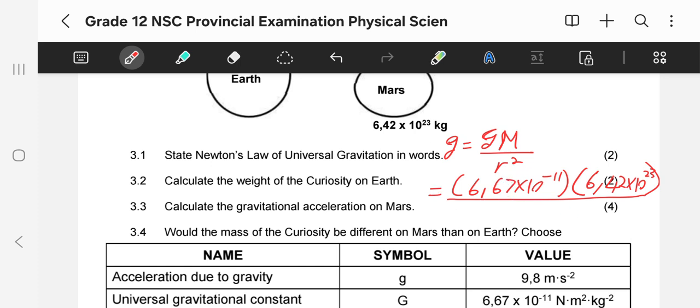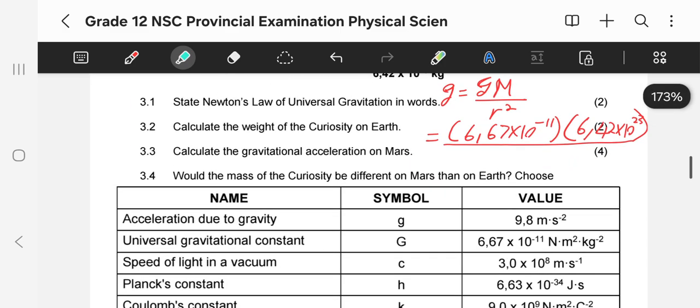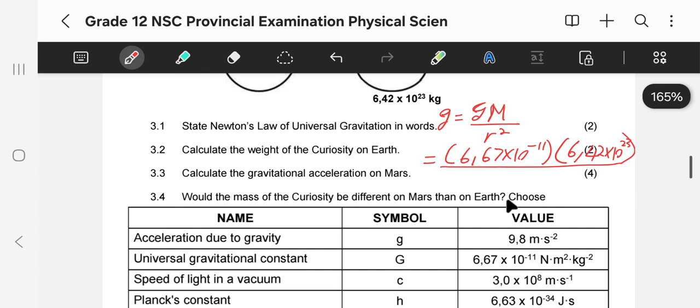What about our radius? What we are told, guys, about the radius, and it's always important to go back to the statement. They said that the radius of Mars is 53.25% that of Earth. So we need to go back and remember that the radius of Earth is actually a constant. Here it is. Do you see it? It's a constant. So what we can do is to take this radius. It's 6,38. I'm going to take that radius and say 6,38 times 10 to the power of 6 multiplied by the percentage, which is 50.